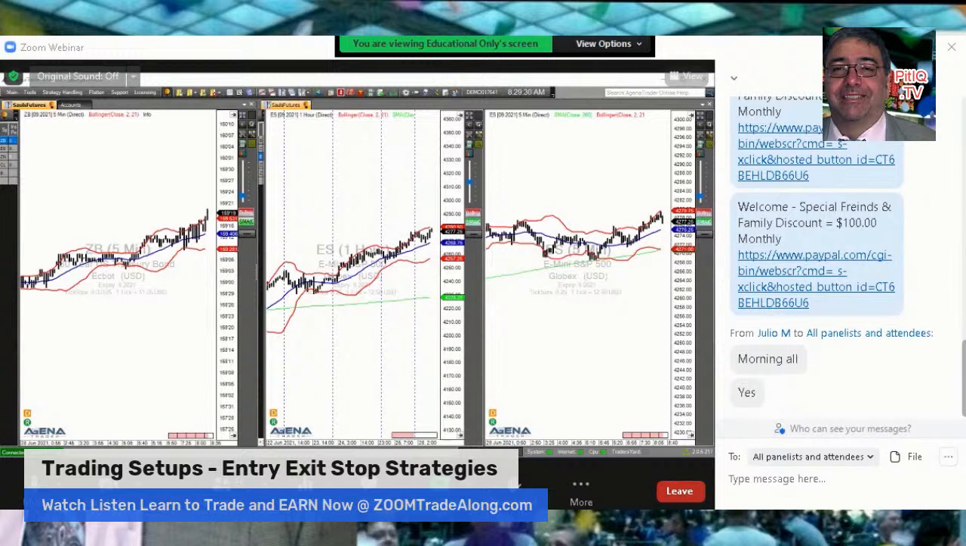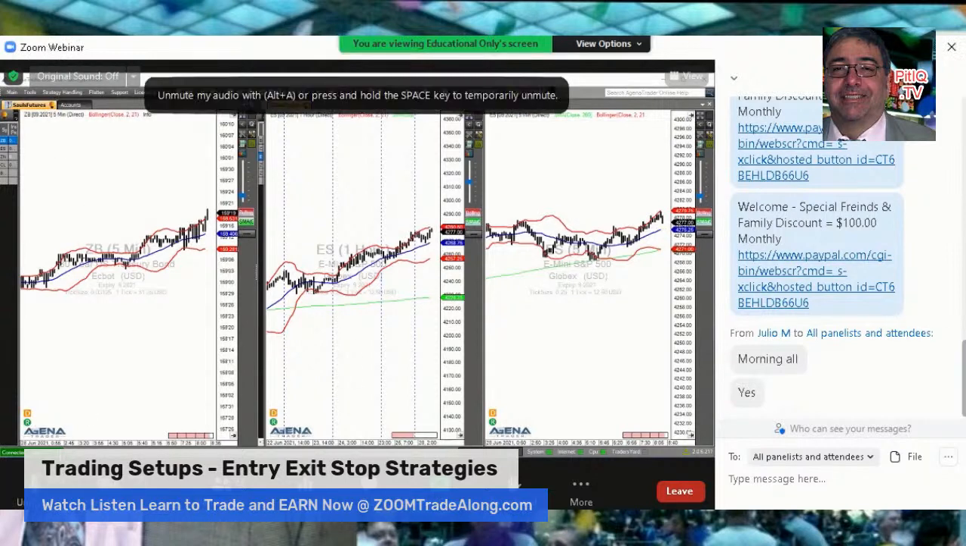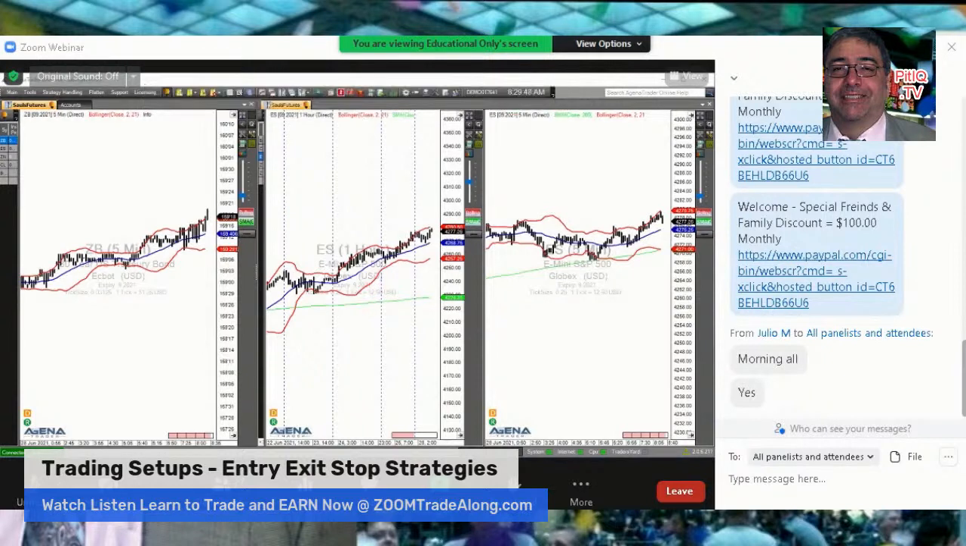Let's give you our levels for this morning and see where the market takes us. We are trading mini S&Ps here. Our pivot this morning is 42.78. Support below at 72, 65, 60, and 54. Resistance on the upside at 84, 89, 94, and 4,300.